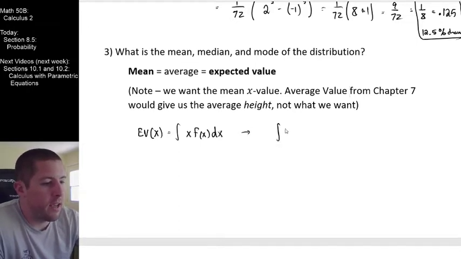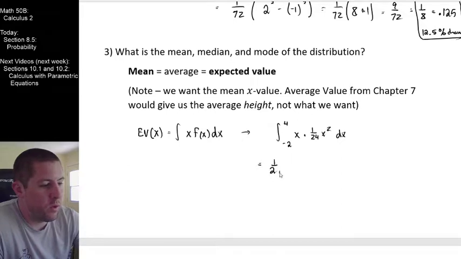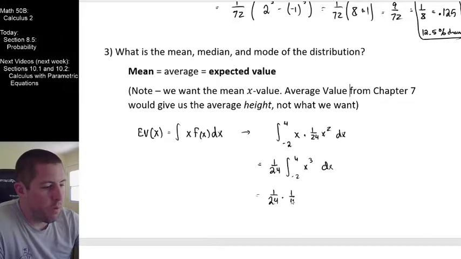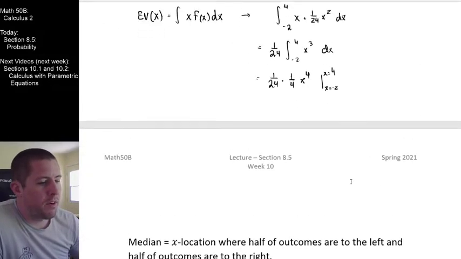So we're going to get the integral from -2 to 4, the entire support, of x times 1/24 x squared dx. So I'm going to compute this as 1/24 times the integral from -2 to 4 of x cubed dx. Now we can evaluate this integral and see what we get. It looks like I'm going to get 1/24 times 1/4 x to the 4th evaluated from x equals -2 to x equals 4. That's going to be 1 over 96.